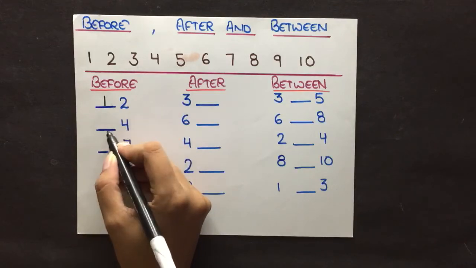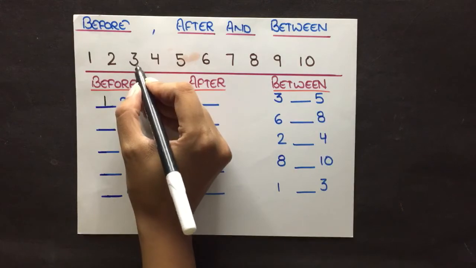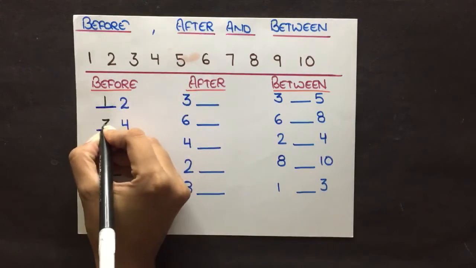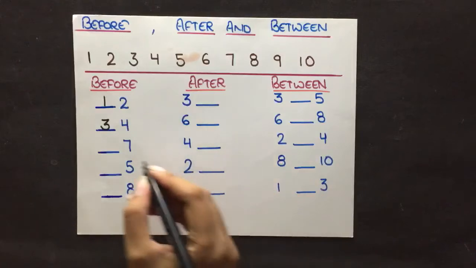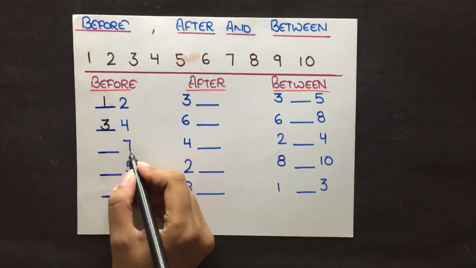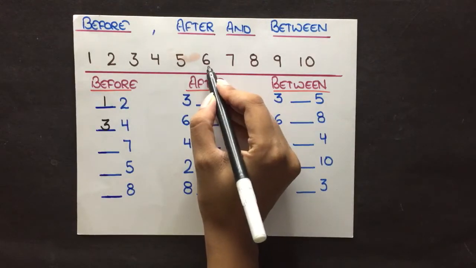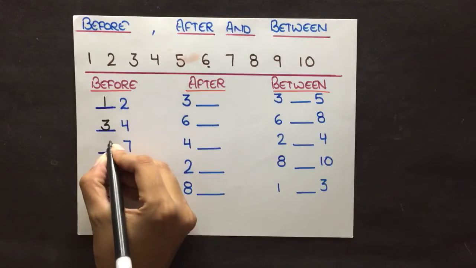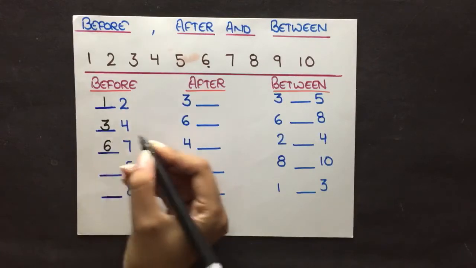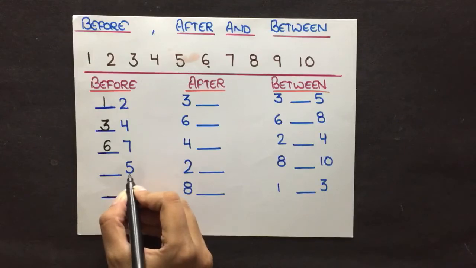Next, dash 4. What comes before 4? That is 3. Now 3 comes before 4. Next, dash 7. What comes before 7? Now see here, what comes before 7? That is 6. So we will write here 6. 6 comes before 7.